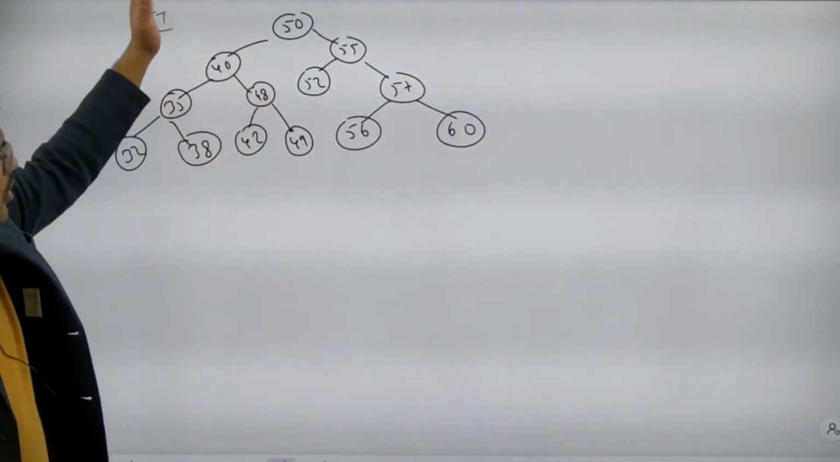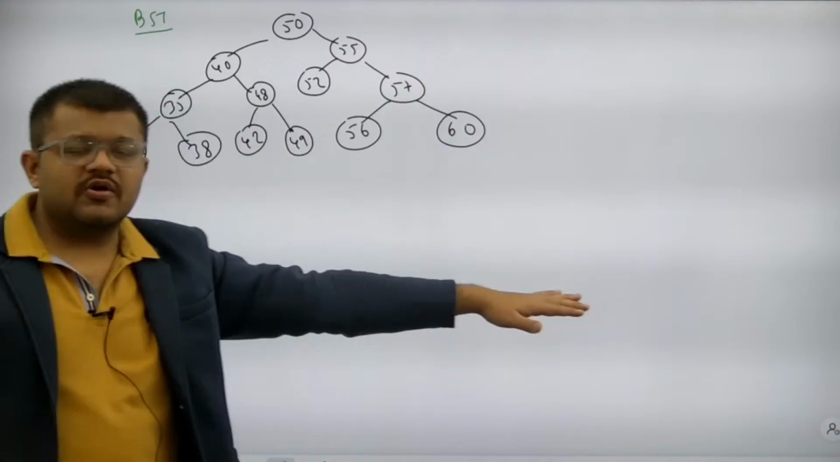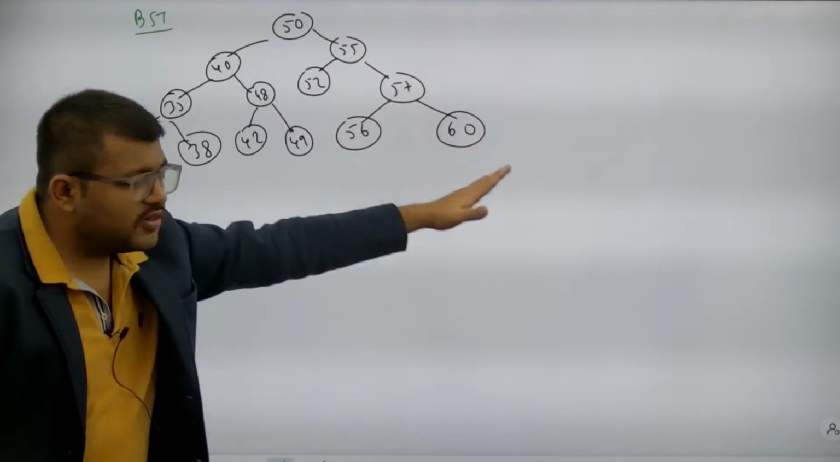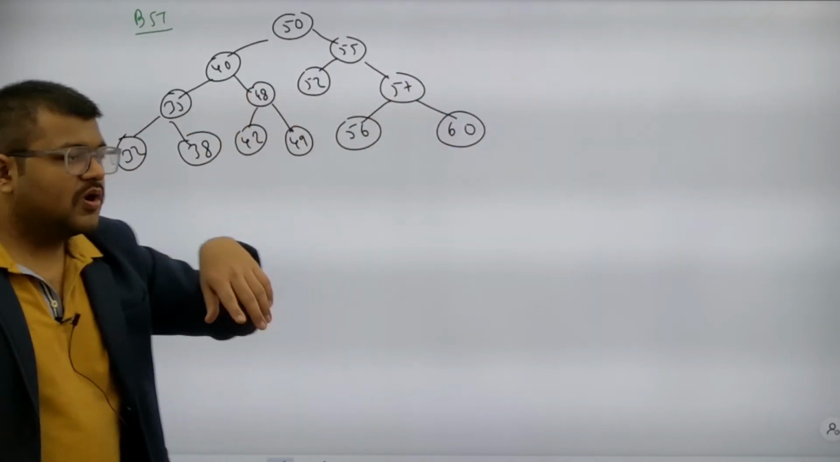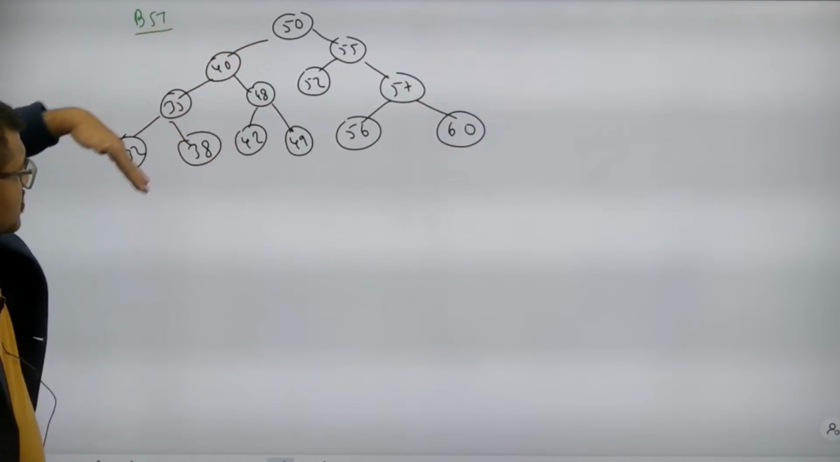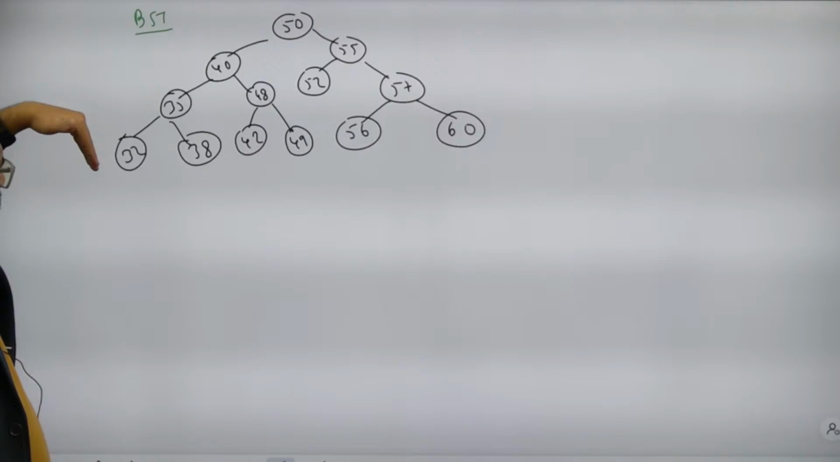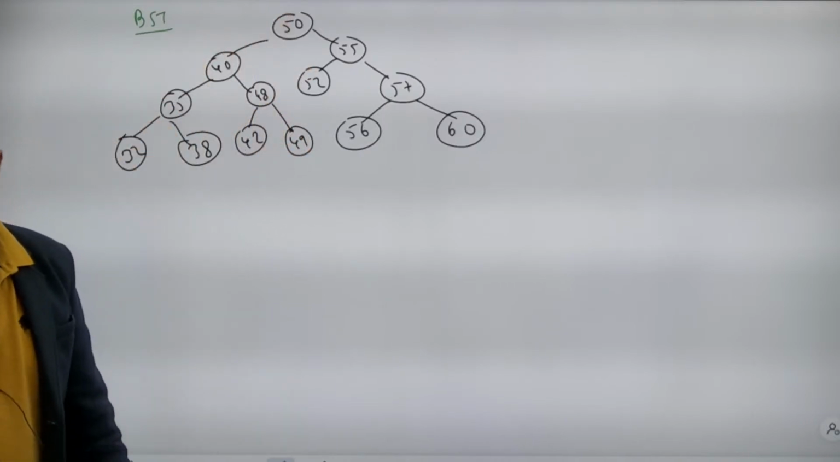So for all the nodes, in their right subtree, all the nodes have values greater than that node. For example, for 50, all these nodes have larger value. For 55, all these nodes have larger value. And for the left subtree, all the nodes will have smaller values. So for 50, all these nodes have smaller values. For 40, all the left subtree nodes have smaller values, but right subtree nodes have larger values. Okay, so this is a binary search tree.